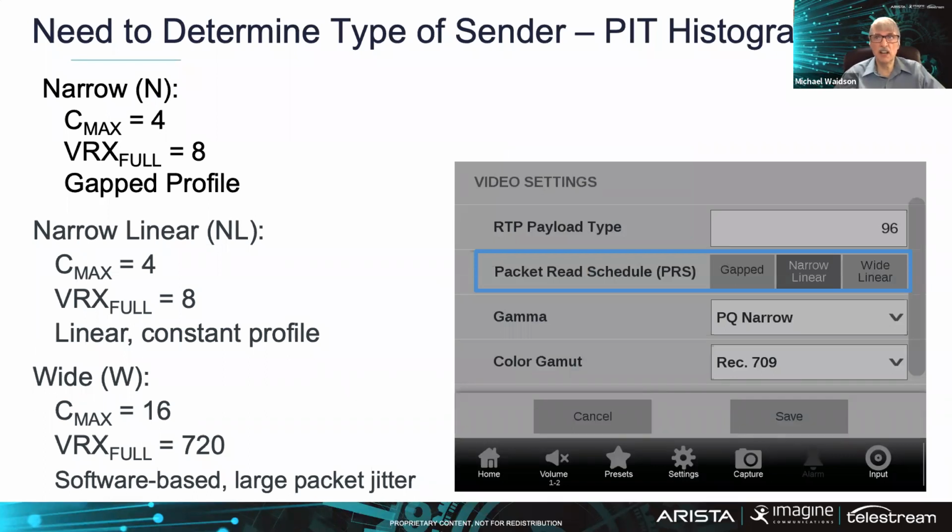And you can set up these configurations within the input configuration of the device to make sure that we have a gapped sender, a narrow linear, or a wide linear sender. Now, to determine what type of sender device you have, you're going to be using that histogram to have a look and see whether it's a gapped sender, as we outlined, or a wide sender, or a linear sender. And you should be able to identify that from the characteristics of the histogram that you receive in Prism, and then you can set that up within your configuration.